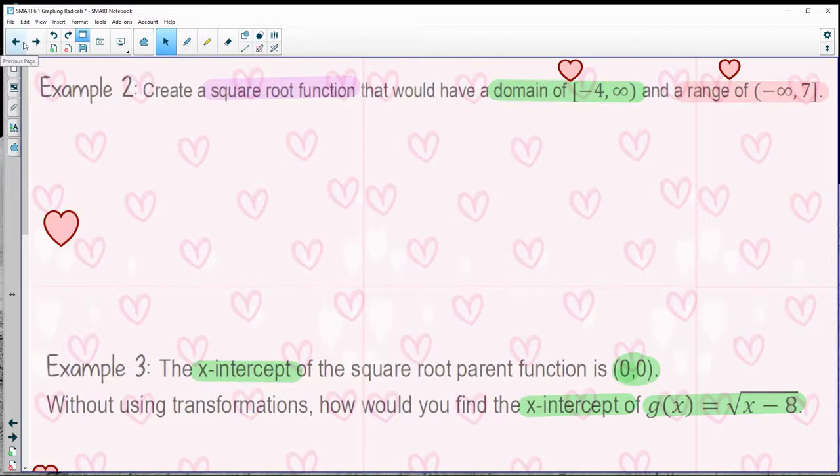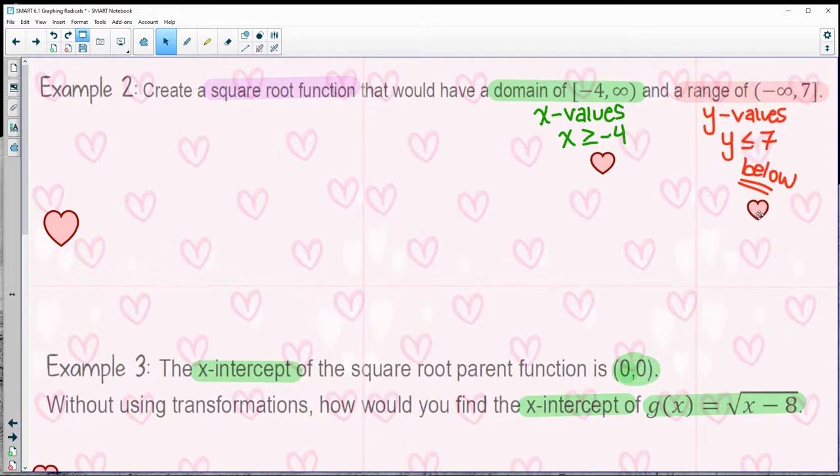All right, here we're going to try to create a square root function where the domain is -4 to infinity. So I always like to leave a bunch of notes to myself like, okay, these are my x values. I'm looking for ones that are bigger or equal to -4. Okay, the range has to be from -infinity up to 7. So those are all my y values below 7.